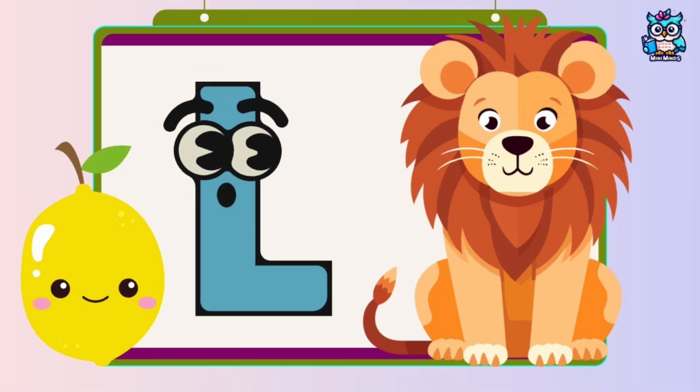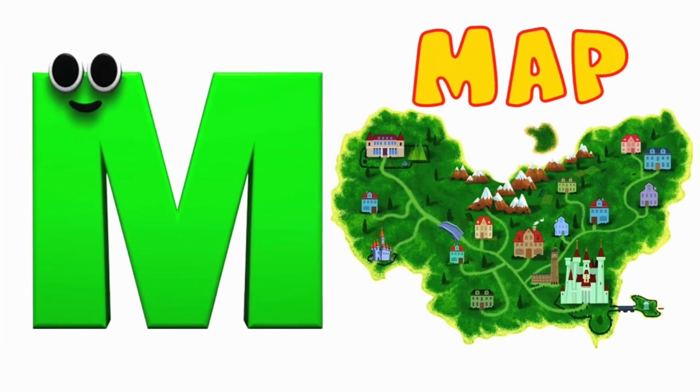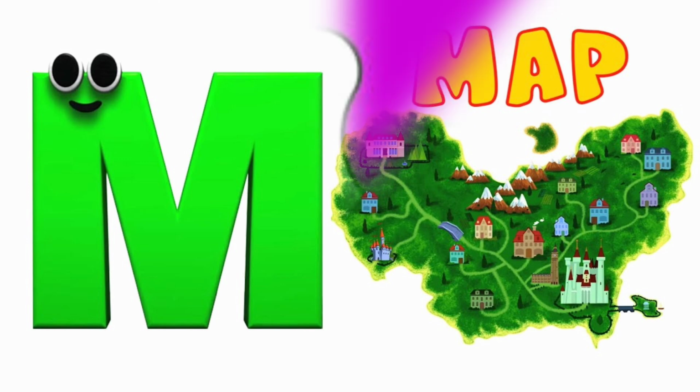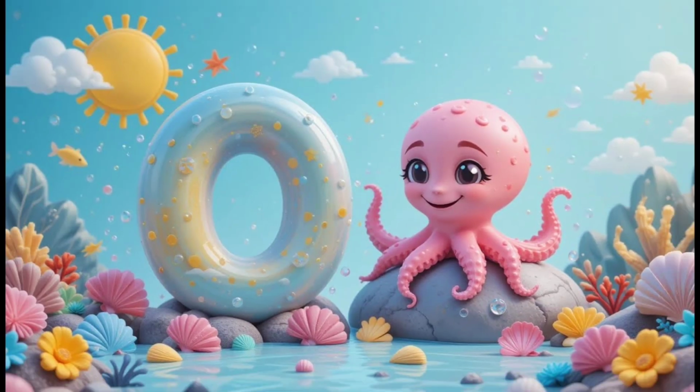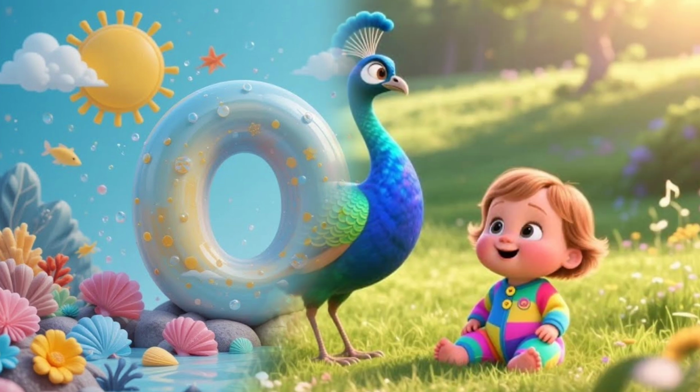L for lemon and L for lion. M for map. Say M for map. N for notebook. Say N for notebook. O for octopus. Say O for octopus.